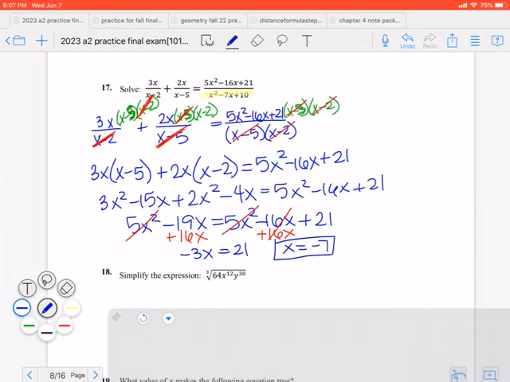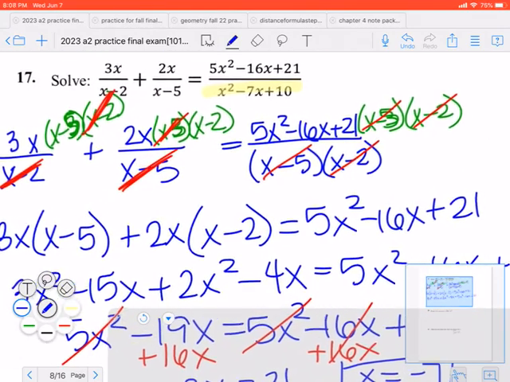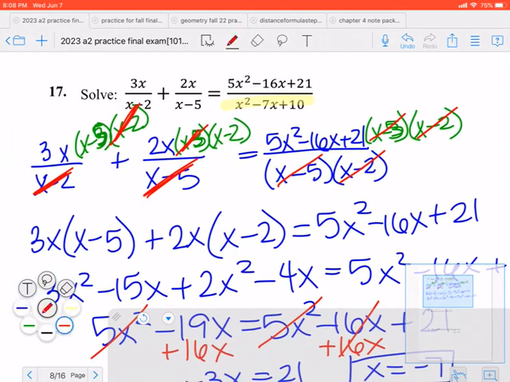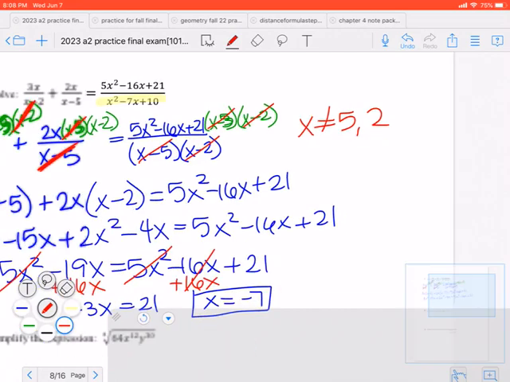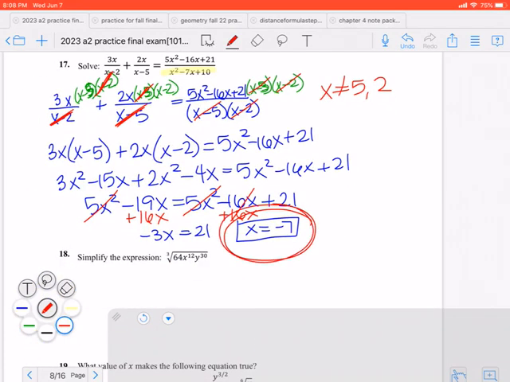And remember, I should have done this at the very, very beginning. Our denominators were x minus 2 and x minus 5. So the domain, or the restrictions on x, are 5 and positive 2. Remember, if you get one of those, you have to cross it off in either no solution or only one of them. But this one wasn't quadratic because our x squares canceled, so we only had one answer instead of two, and it was not in the list of restrictions, so we're good.